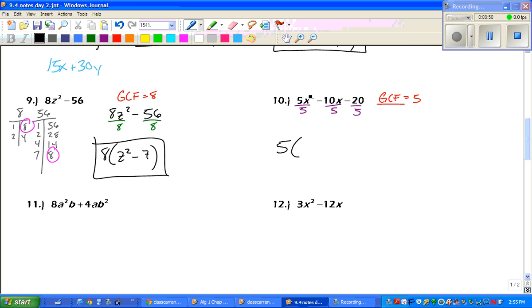My GCF goes out front. 5 divided by 5, we're left with the x squared. 10 divided by 5 is 2x. And 20 divided by 5 is 4. And just remember, all of the signs, I'm just bringing them down. I'm not worried if it's positive or negative. I'm just thinking of it as addition or subtraction.